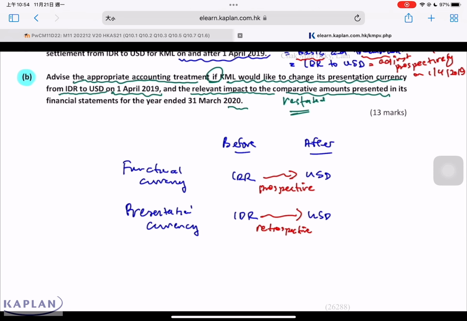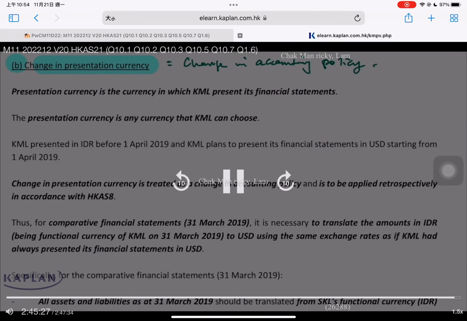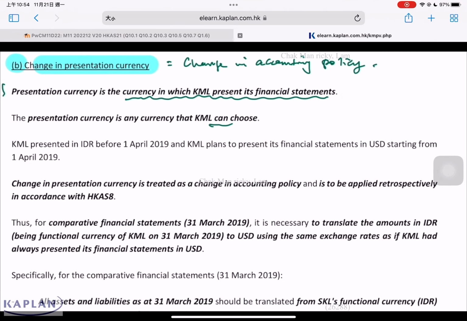Let's look at the answer now. Part B, change in presentation. The presentation currency is an accounting choice of the entity. When there's a change in presentation, this is in the form of a change in accounting policy. Presentation currency is the currency in which KML presents its financial statements. It's the choice that the company made.